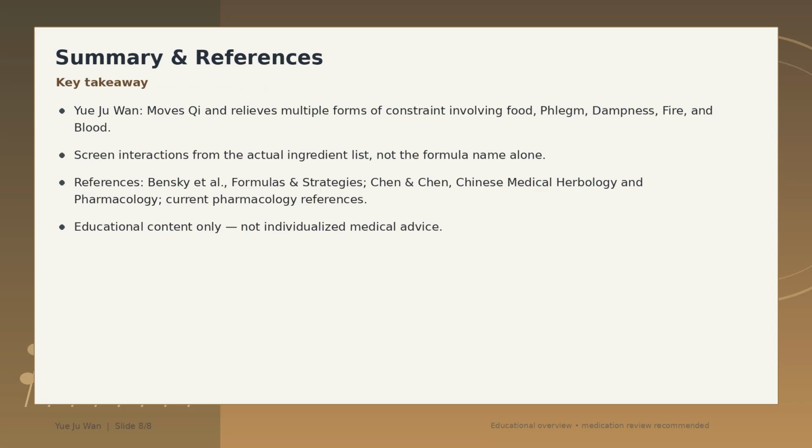In summary, Yue Ju Wan is best understood as a pattern-based prescription, whose action is to move Qi and relieve multiple forms of constraint involving food, phlegm, dampness, fire, and blood. The key safety principle is targeted interaction screening plus objective monitoring when risk is plausible.